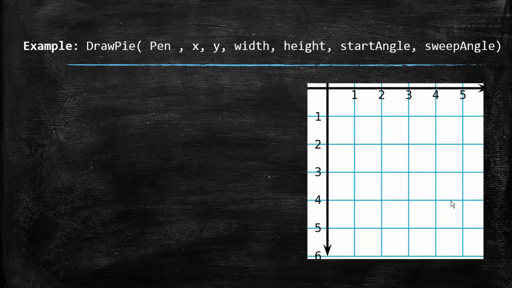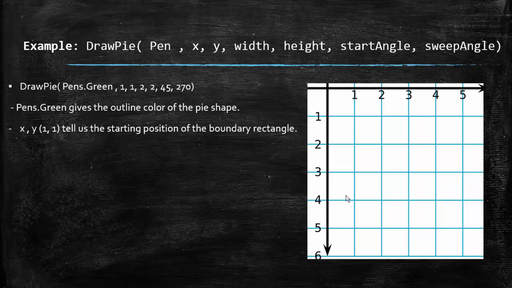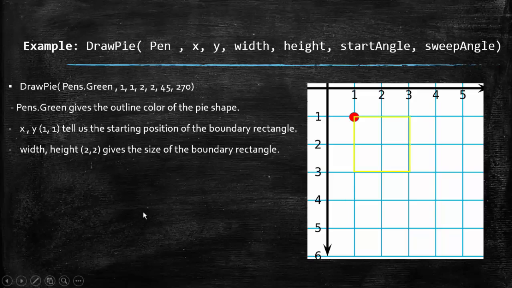Here's an example with the DrawPie method and some values in its parameters. Pens.green gives the outline color of the pie shape. X and Y, or 1, 1, tells us the starting position of the boundary rectangle, represented with the red dot in the Cartesian plane. Width and height with the values 2, 2 gives us the size of the boundary rectangle, represented on the Cartesian plane with the yellow rectangle.